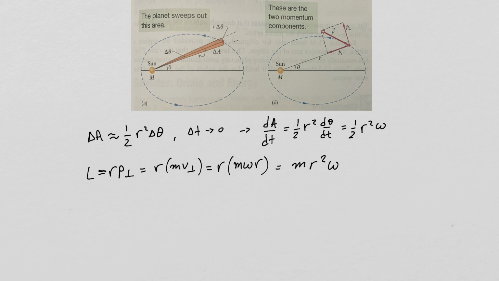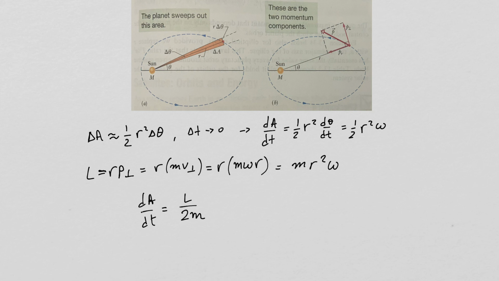Well, in the expression I have for the change in area with time, I have r squared omega. From the angular momentum, I have r squared omega. So that means that dA/dt is equal to L divided by 2m. If dA/dt is constant, as Kepler said it is, that means the angular momentum L must also be constant. Or in other words, the angular momentum is conserved. And so Kepler's second law is equivalent to the law of conservation of angular momentum.